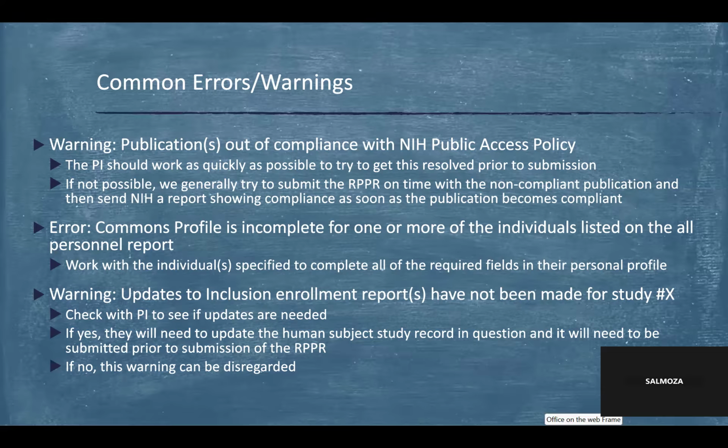That being said, you may not be able to get it in compliance before the due date of your RPPR. And so our standard policy is that we're still going to submit the RPPR on time with the out of compliance publication. And the PI just needs to continue to work as quickly as possible to resolve the issue. Ideally, we'll resolve it before the NIH even realizes that we have an out of compliance publication. We'll still go ahead and submit, but make sure you're working as hard as you can to get it into compliance as soon as possible, because they will not give you a notice of award for the next year with out of compliance publications.